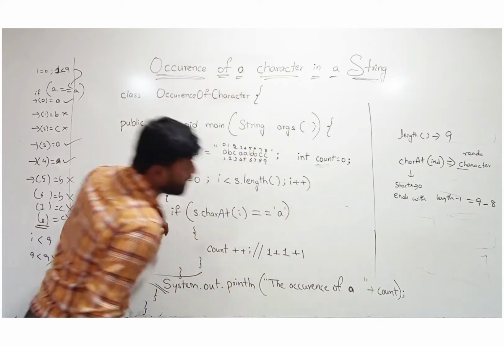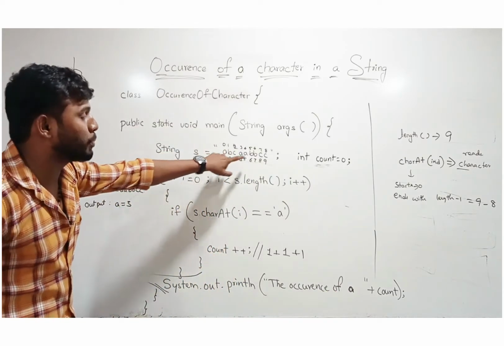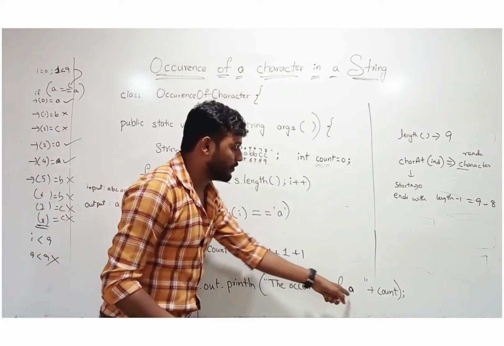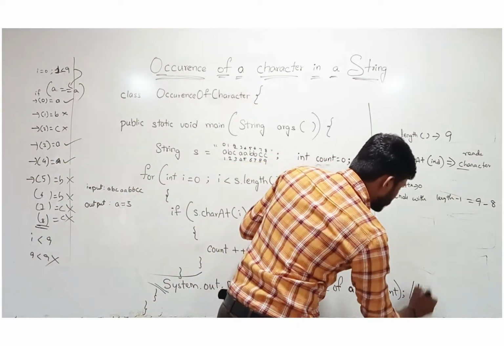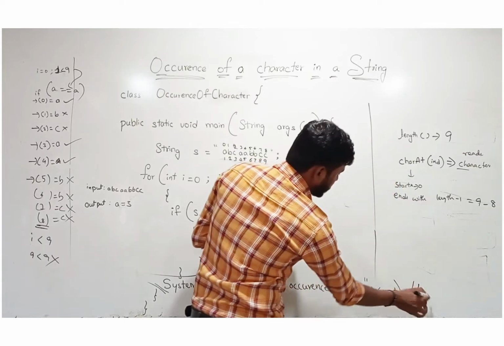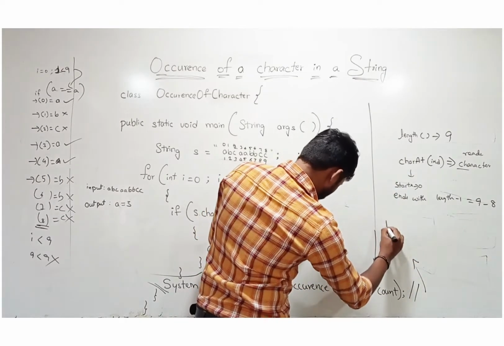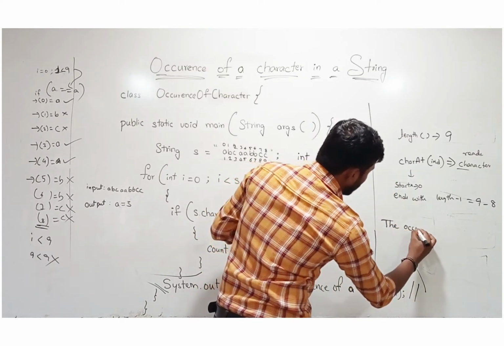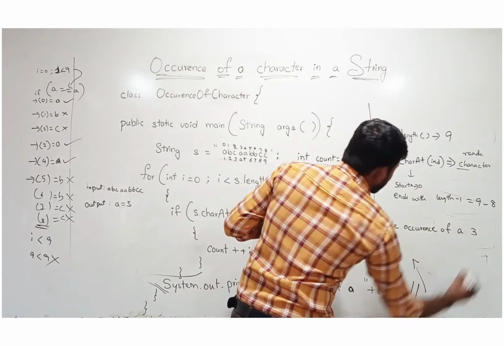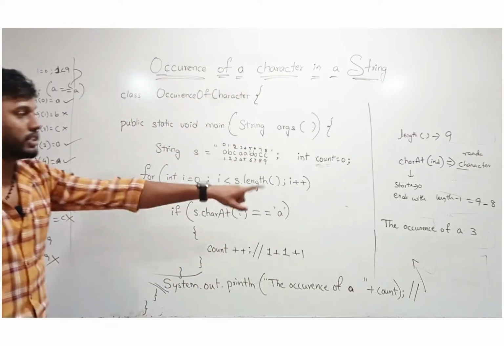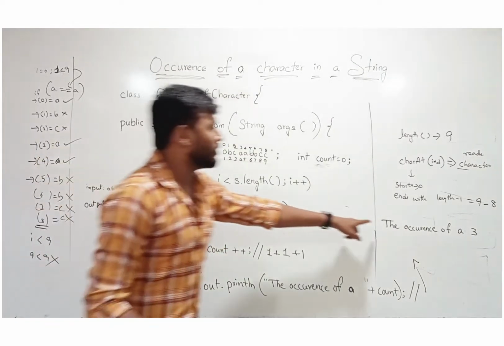Our question is how many A's are present in this string. So the occurrence of A is the count. What is that count? The value is 3. Our output should be like that. Here is the output: the occurrence of A is 3. So this is the final output.